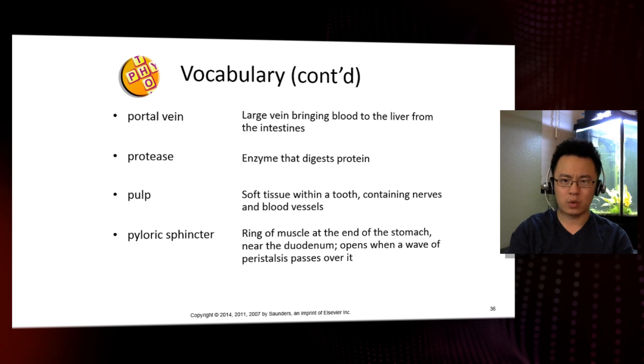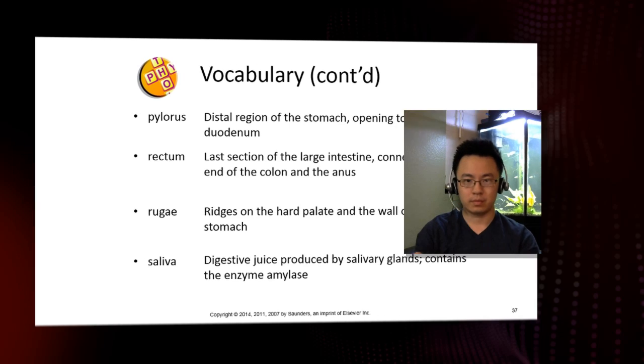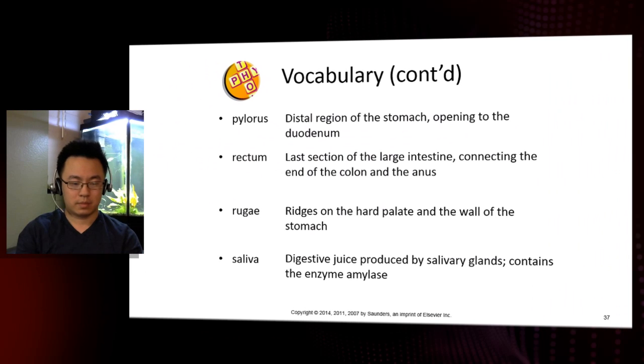Going back a slide. Oh, let's go on. I would definitely want to know the pharynx, or how about this one? I would definitely want to know what the pyloric sphincter here is, which is that ring of muscle at the end of the stomach near the duodenum, opens when a wave of peristalsis passes over it. I would definitely here want to know the saliva, which is that digestive juice that is produced by the salivary glands. Right there, salivary glands contain the enzyme amylase.